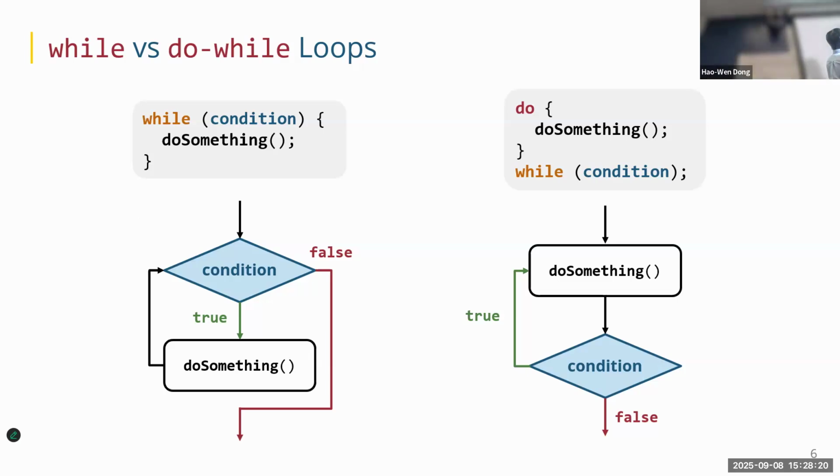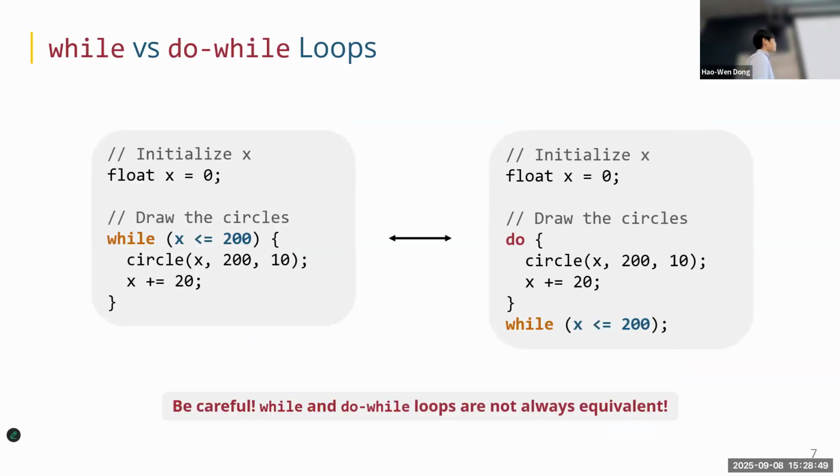So the difference between while and do while loop is just the ordering. While condition do something means that we first check for the condition, and then we do something. If it's true, we keep doing it until it's no longer true. For the do while loop, we do something, then we check, and then we do something again, and we check, until the condition no longer holds, then we break. So there's a tiny difference in the execution ordering. So they are not always equivalent. In this case, they are equivalent, but in some cases, they are not. You can always turn the while loop into a do while loop by moving the while part to the end.